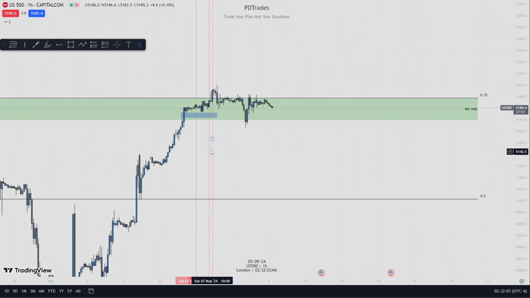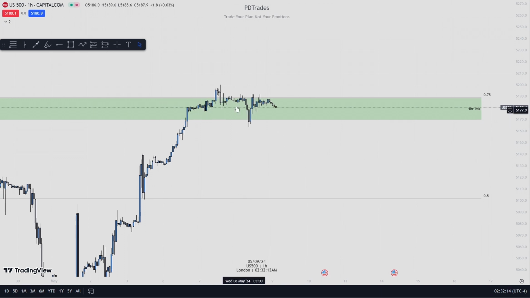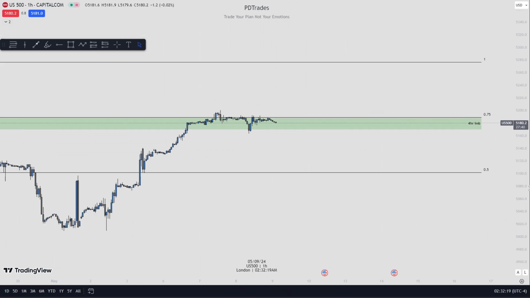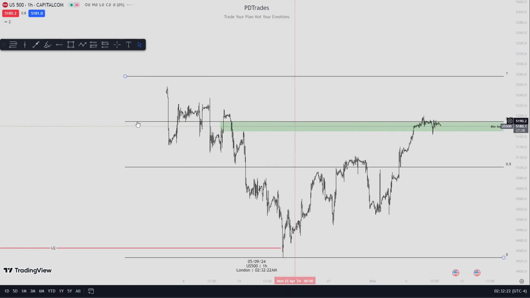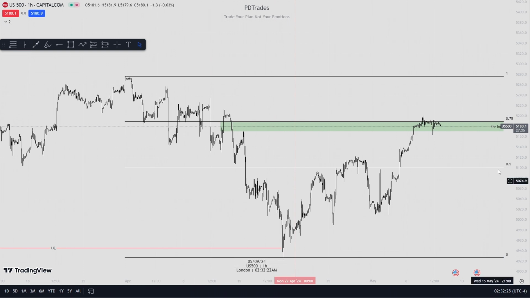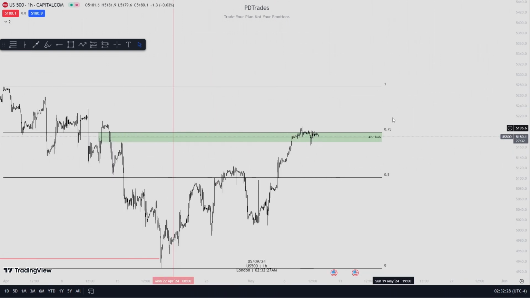Man, this is when I fell in love with ICT concepts, bro, because the accuracy in this is crazy. I don't want to lie, it's crazy, bro. Now listen, look at this. It's currently respecting 75% of this range here. This is the premium side. So this is the midpoint of this premium level. It's currently consolidated, so it's also preparing itself.